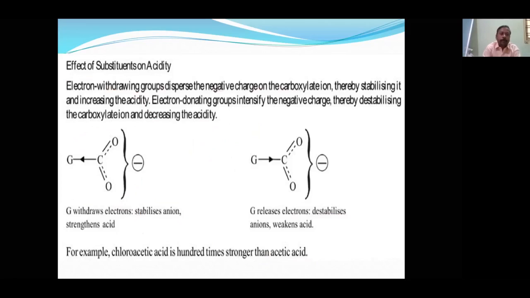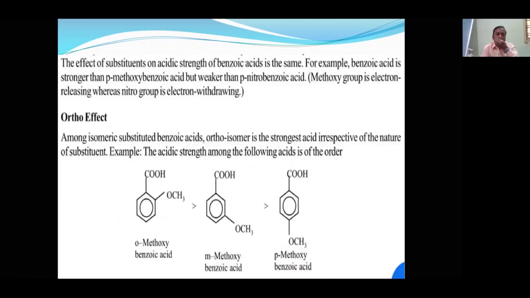Okay. Now let's see the next, effect of substituent on acidic strength of benzoic acid. We have studied it in aliphatic acids and in benzoic acid also it is the same. For example, benzoic acid is stronger than para-methoxybenzoic acid but weaker than para-nitrobenzoic acid. Okay. What does it mean? See, let us take this as benzoic acid. Benzoic acid means on benzene it is COOH.